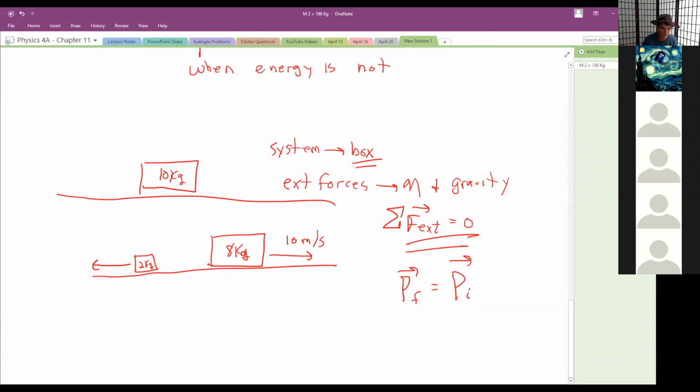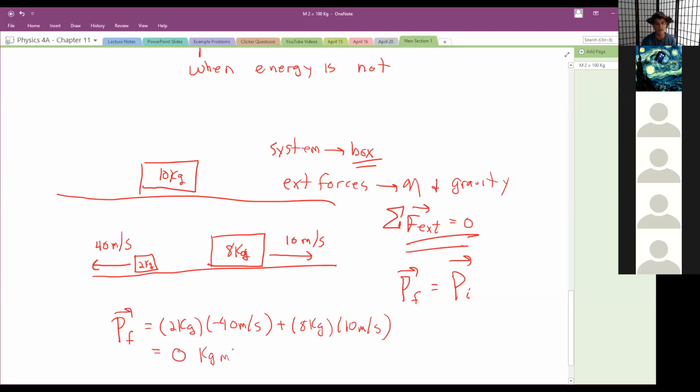So if it had a mass of 2 kilograms, it would have to be moving to the left at 40 meters per second. Then if you notice, the final momentum of the system would be equal to 2 kilograms times a negative 40 meters per second because it's moving to the left, plus 8 kilograms times positive 10 meters per second because it's moving to the right. I get my total momentum is still 0. So if it starts off at 0, it has to end at 0.